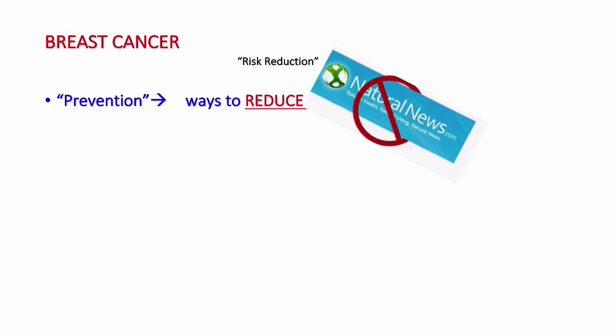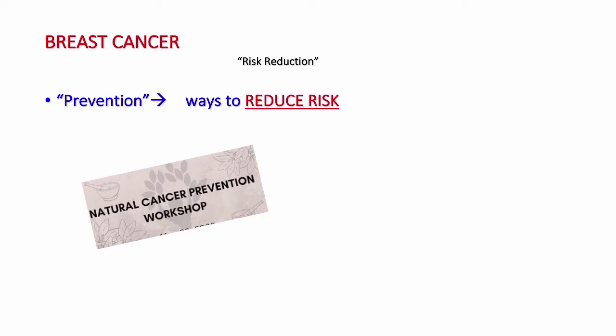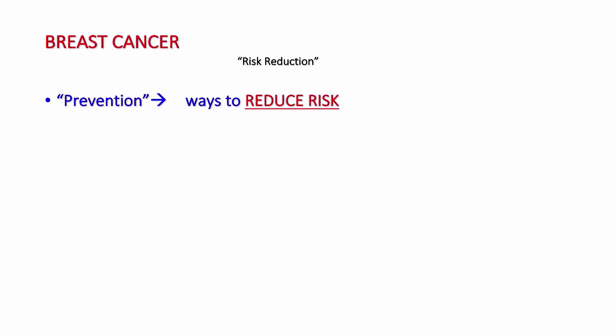You may see products that tell you to buy them because they will prevent cancer. You may see advertisements for workshops offering steps to prevent cancer. Please know there's no way to prevent breast cancer. Even prophylactic mastectomy can't prevent breast cancer because breast tissue can be located in places that weren't removed during the surgery. But what we can talk about is risk reduction, or ways to reduce the risk of developing breast cancer.